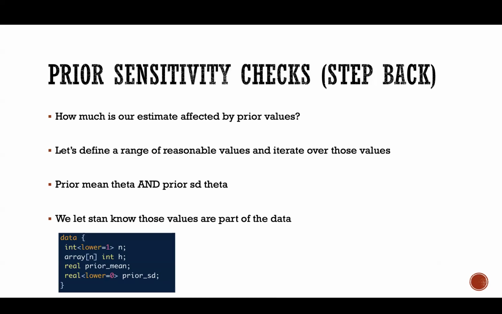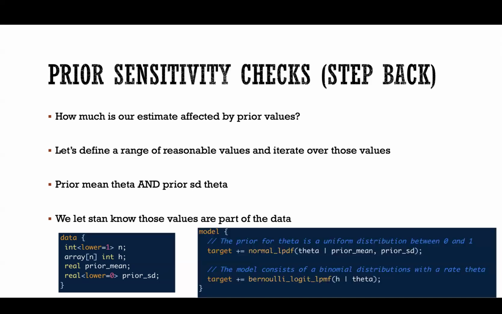I think I've left this example only on the previous model, estimating the random bias. So the two priors are the mean of theta and the standard deviation of theta. But what we do is we add two additional elements to the data in Stan, a real, which is the prior mean, and a real with a bound at 0, that's the prior standard deviation, because standard deviations cannot be negative. We replace in the LPDF that generates the prior, the numbers with those values.